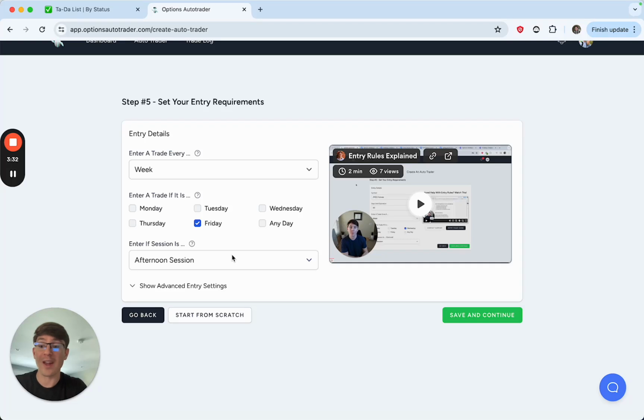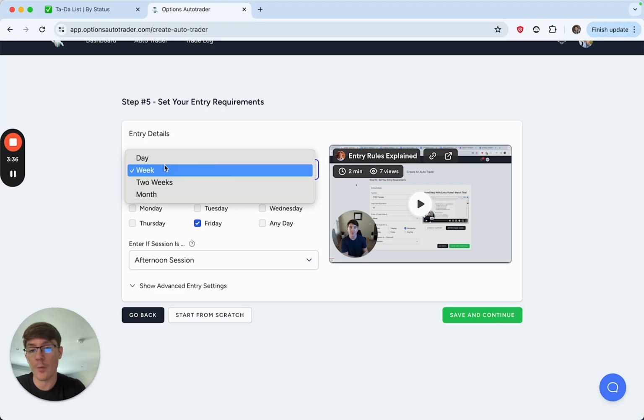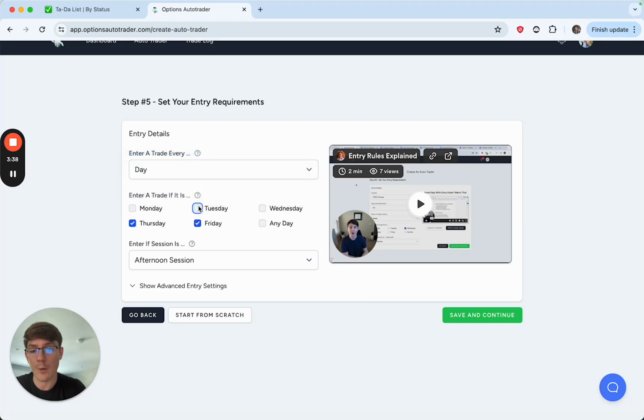Really, most of you and all I use is just this once a week on a certain day, or maybe multiple times a week, like on my one trade ready Tuesday and Thursday, and then the afternoon session. That's how I set up my entry requirements.